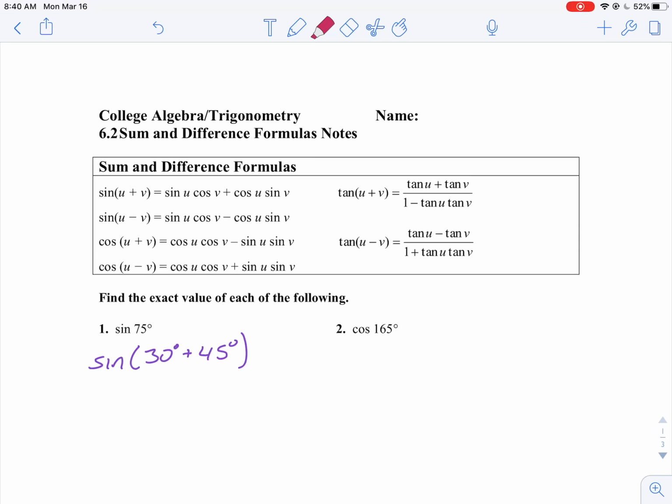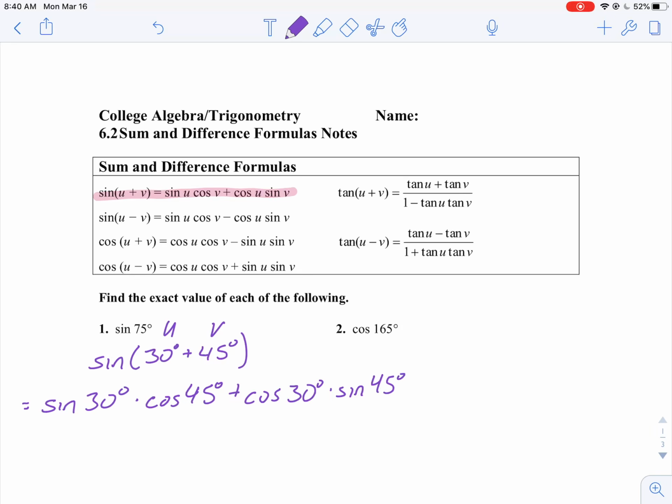So what I can do is use this fact and the fact that the sine of u plus v equals the sine of u times the cosine of v plus cosine of u times sine of v. So let's set u equal to 30 degrees and v equal to 45 degrees and substitute into our equation. So we're going to have the sine of 30 degrees times cosine of 45 degrees plus the cosine of 30 degrees times the sine of 45 degrees.